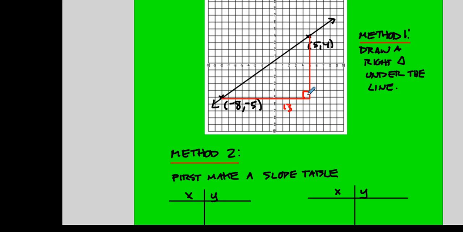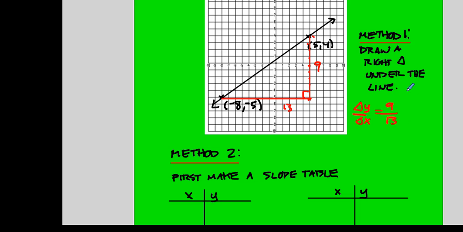And now going up from here, because I counted to this point 13 spaces, 1, 2, 3, 4, 5, 6, 7, 8, 9. So we say the slope, or change in y to change in x, or rise to run, or change in vertical to change in horizontal, is 9/13. So 9/13 means for every 13 units horizontally, we go up 9.